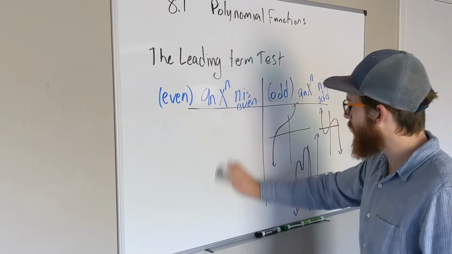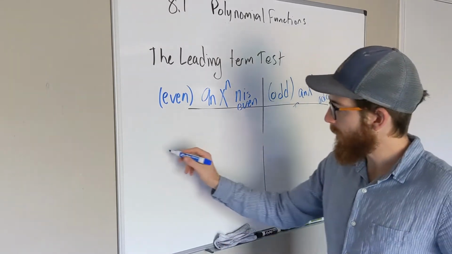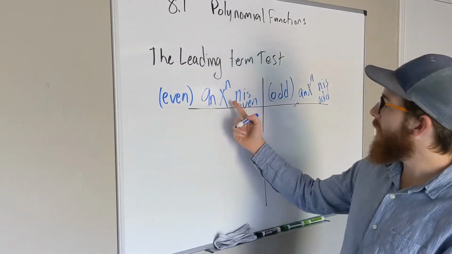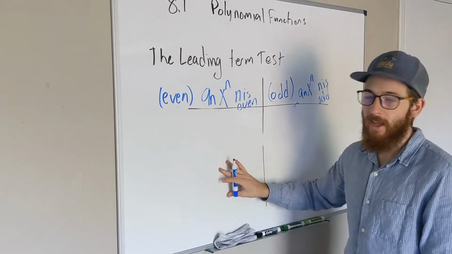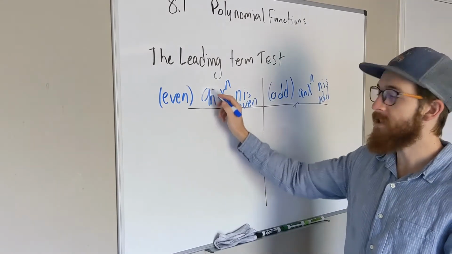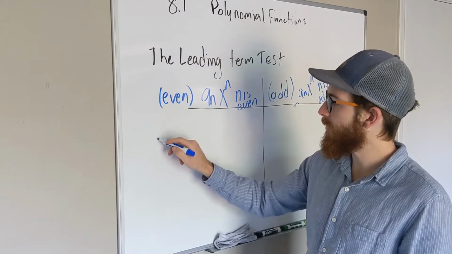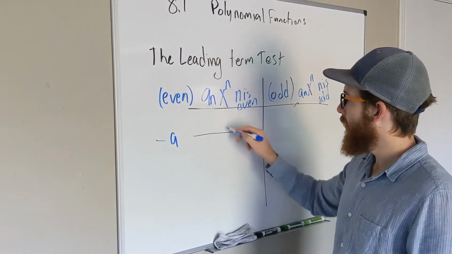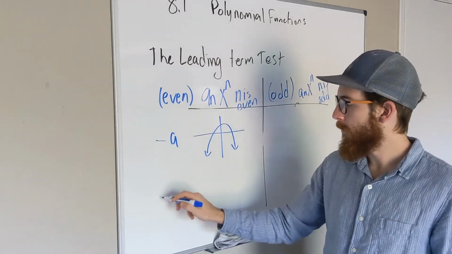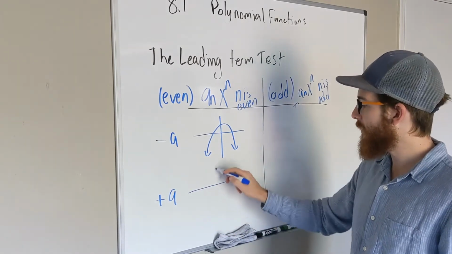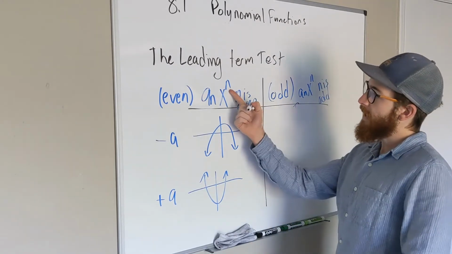I'm going to add one more step to this so we can tell which way things are pointing. For even, that's the power. If the power here is even, then we're going to have an even function. However, what if a is positive or negative? That gives us two options. I'll start with negative a. The graph is going to open downward. Positive a, the graph is going to open upward.